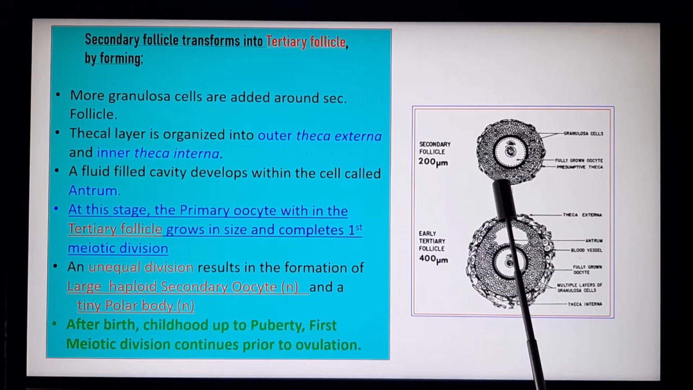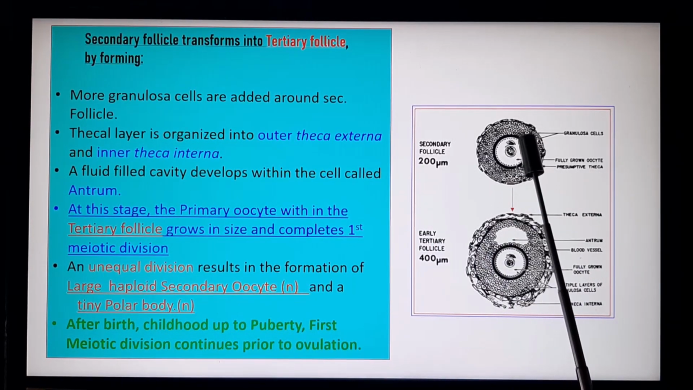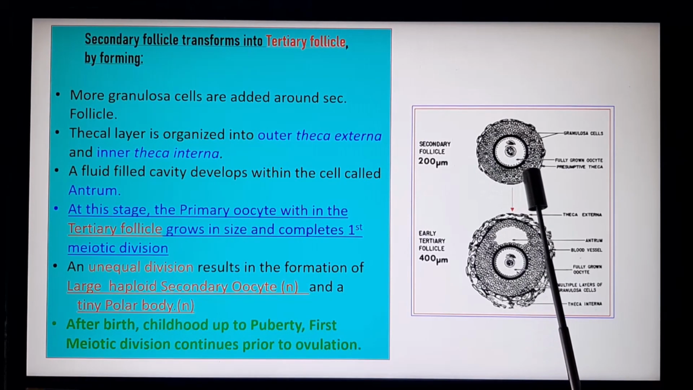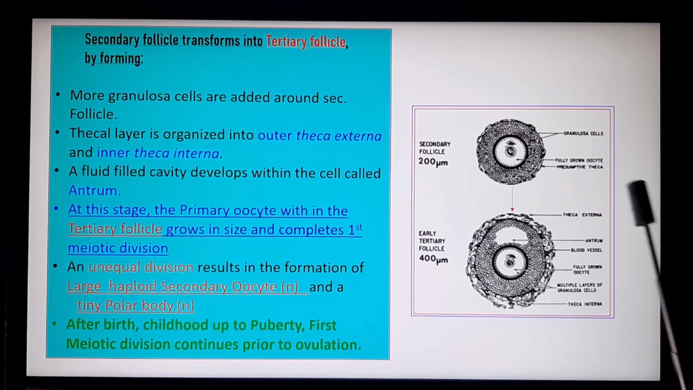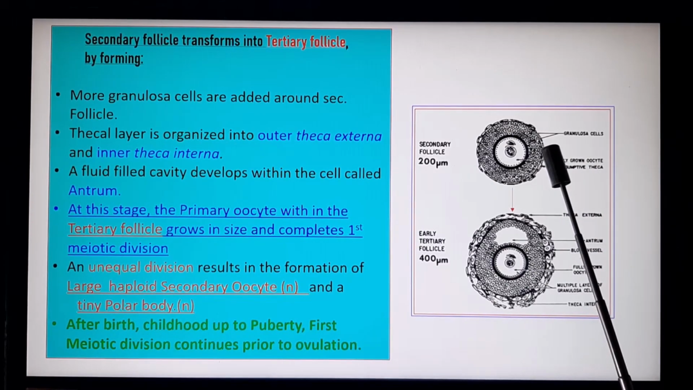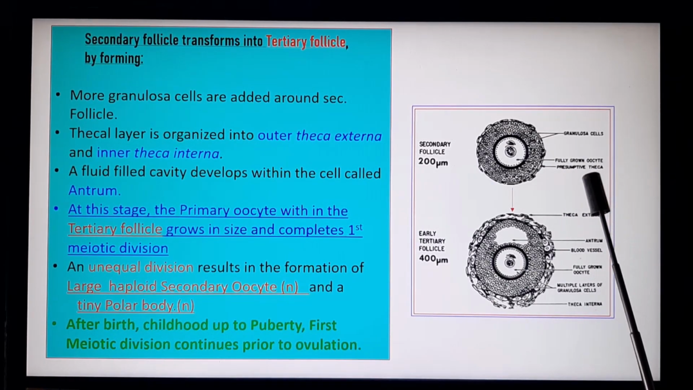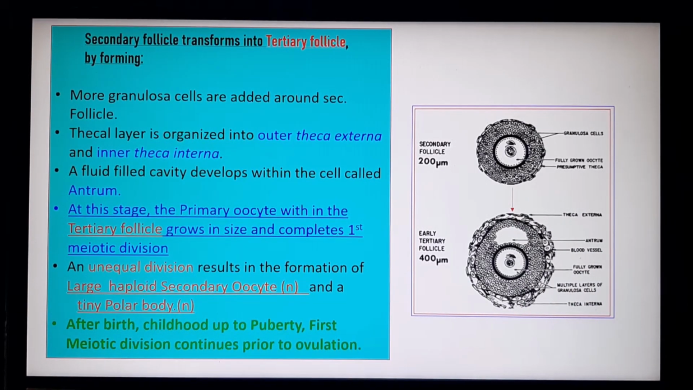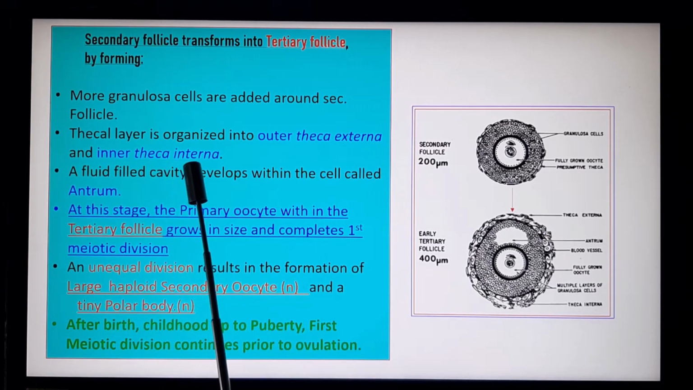This is the secondary follicle. You can see the fully grown oocyte here at the center. Around that the granulosa cells are added. More granulosa cells are added and a presumptive theca layer is also forming here properly. More granulosa cells, and the theca layer is organized into outer theca externa and inner theca interna.